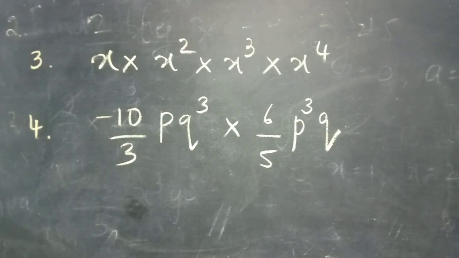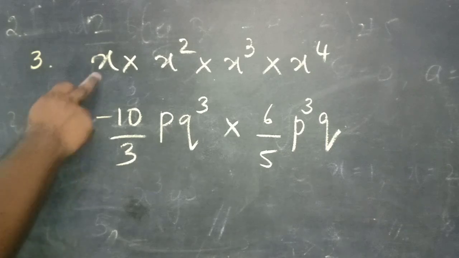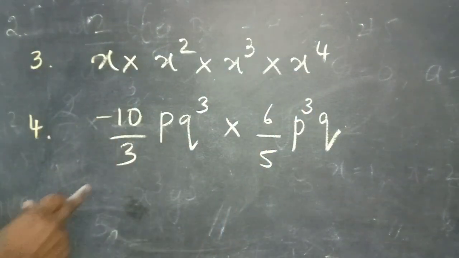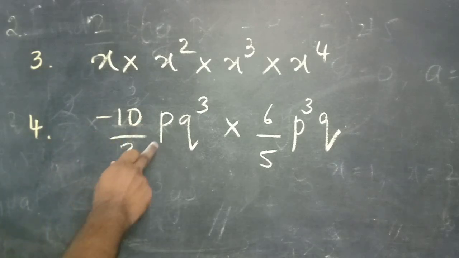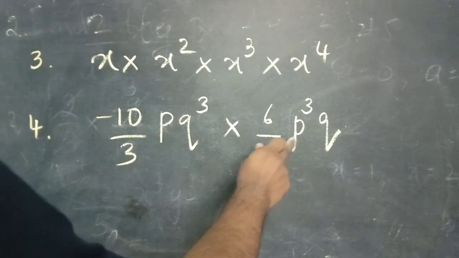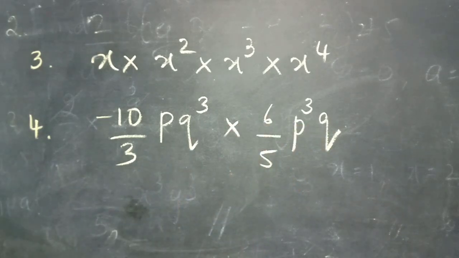Students, few questions for your practice. Find the product of x into x square into x cube into x to the power 4. Then the next question, minus 10 divided by 3 into p cube into 6 divided by 5 into p cube into cube. These are the few questions for your practice.